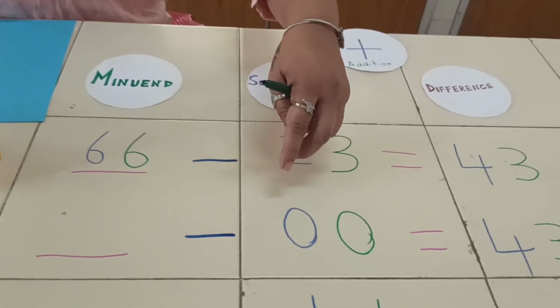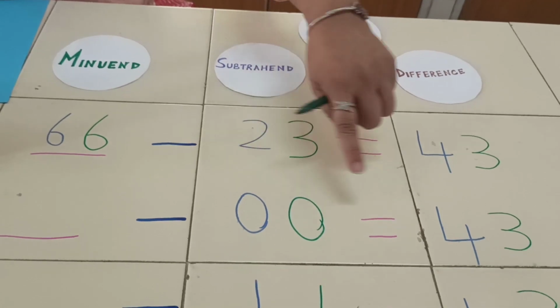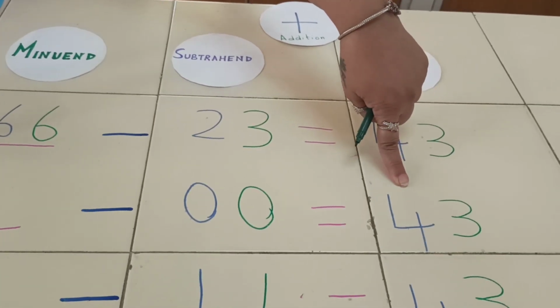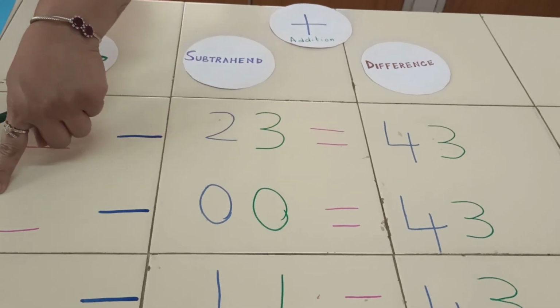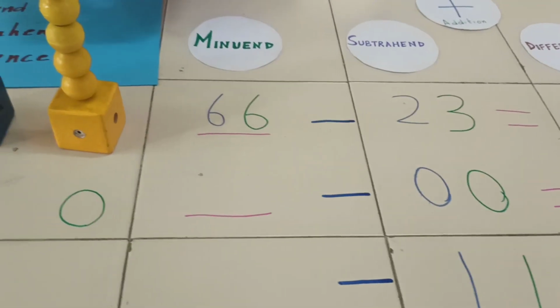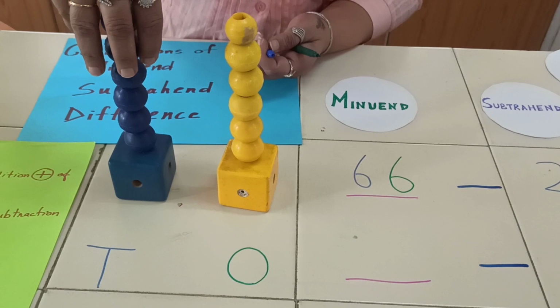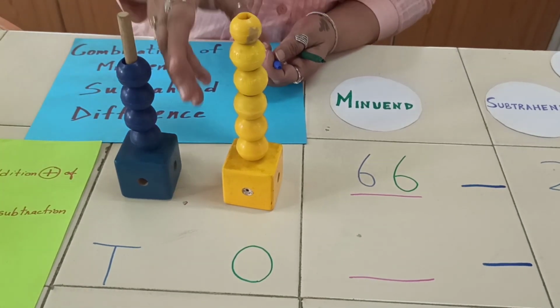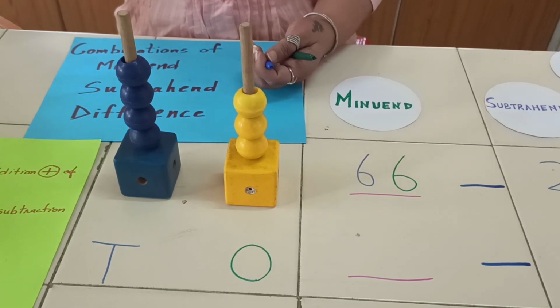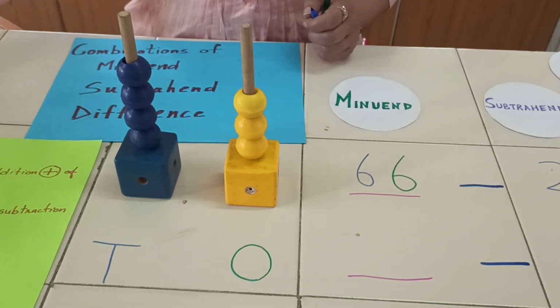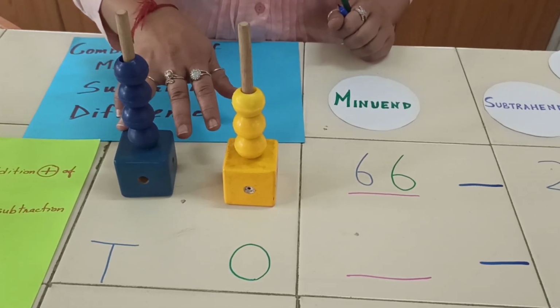Let's move to the next combination, where I have my difference as the same 43. My subtrahend is 0 and we are going to find the minuend. Let's keep this as 43. I'll remove 2. You have to keep your difference in the abacus. Okay. Now 43 is ready here.